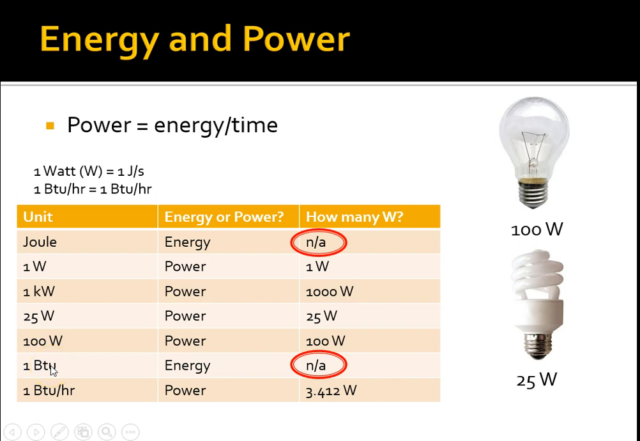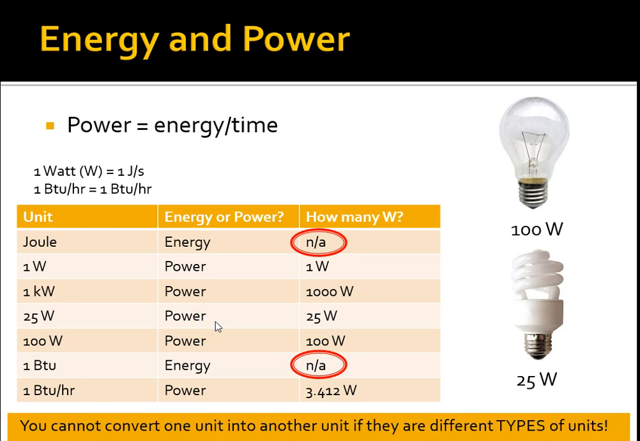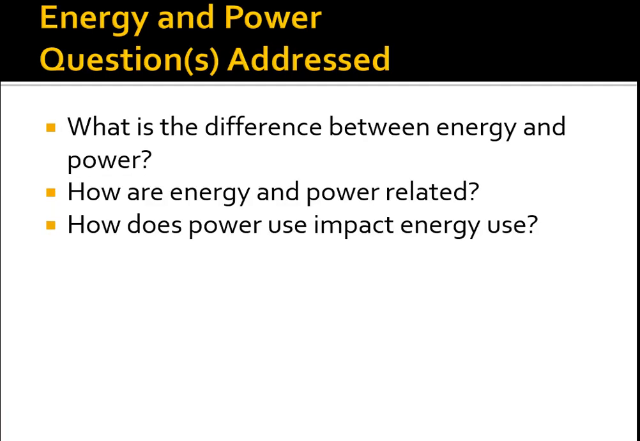That would be like trying to convert, I don't know, miles to miles per hour directly. You can't do it unless you add the time component. All right. So really important, you cannot convert one unit into another unit if they are different types of units. Okay, so that wraps up this lesson. We went over what the difference between energy and power is, how power and energy are related, and also how power rating impacts energy use.